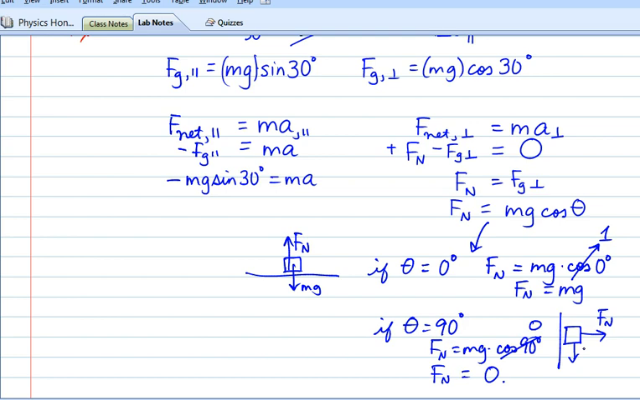Okay, so back to the problem at hand, we actually want to find the distance the car travels as it comes to rest. So now we have to go back to the parallel equation, and we don't have the mass, which seems like it would be a problem, but it actually cancels out. And so what we get is that the acceleration is negative 9.8 meters per second squared times the sine of 30 degrees. And that happens to be negative 4.9 meters per second squared.